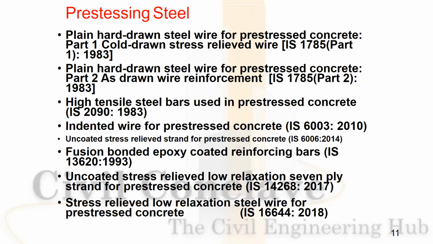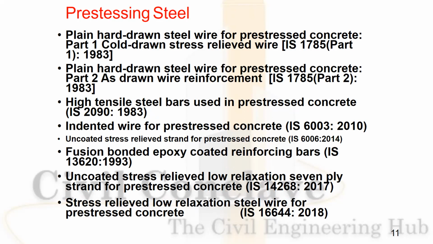Pre-stressing steel. Plain hot drawn steel wire for pre-stressed concrete, IS 1785. Plain hot drawn steel for pre-stressed concrete, IS 1785 Part 2. High tensile steel bar used in pre-stressed concrete, IS 2090.